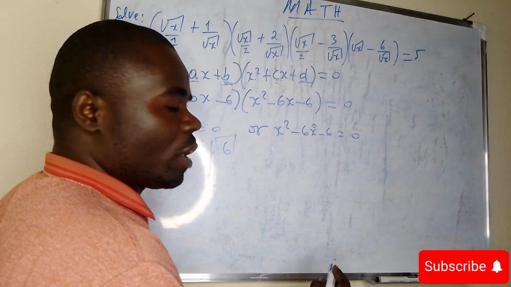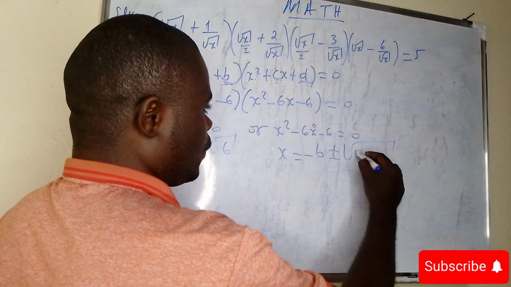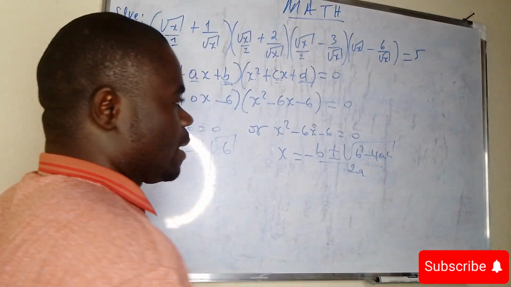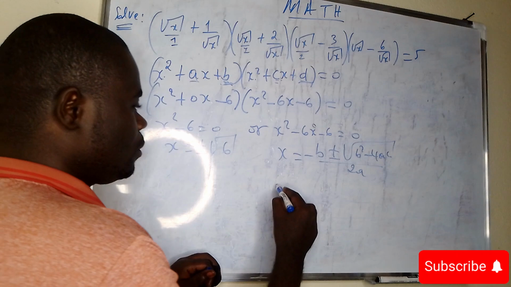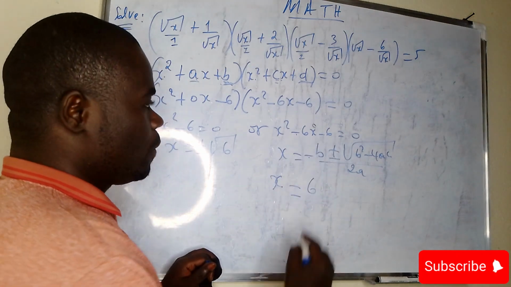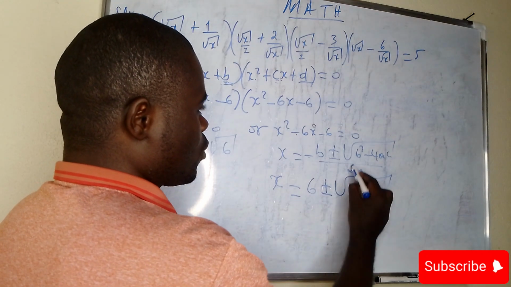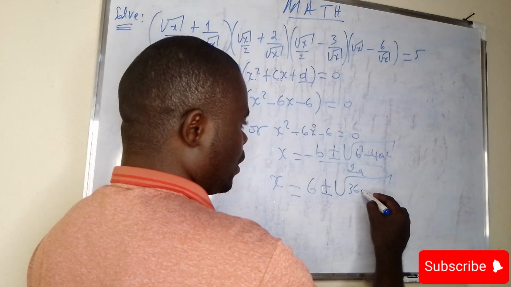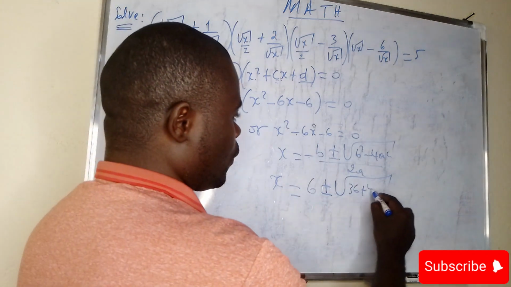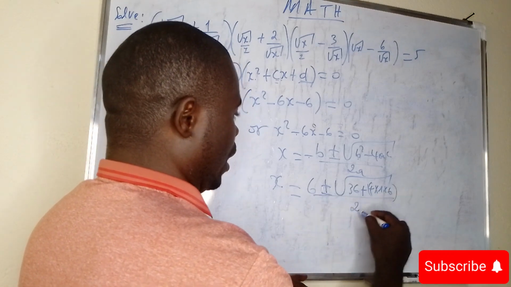Now, this x squared negative 6x negative 6 equal to 0. Then, by using the quadratic formula, we say that x is equal to negative b, positive or negative root of b squared negative 4ac, over 2a. This is the quadratic formula. Then we get 6, because negative with negative is positive, positive or negative root of 36 because it is 6 squared. Then positive because c is negative. This is negative 4 times 1 times 6, then divided by 2 times 1, which is 2.